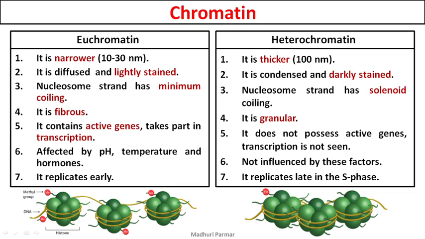Here in the diagram you can see this is your euchromatin, which is very diffused. It does have the nucleosomes, but they are comparatively diffused, while in heterochromatin they are packed densely. There is less amount of free DNA.